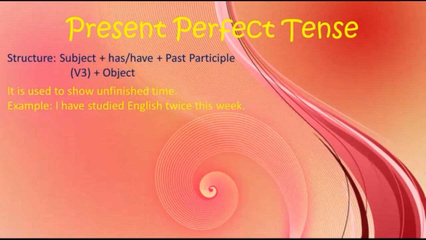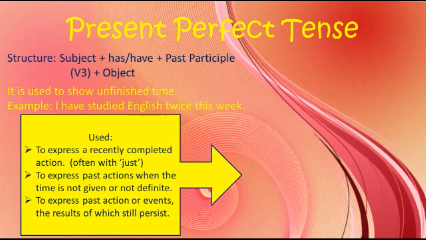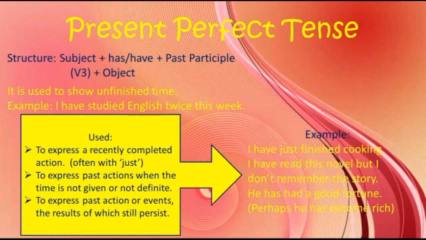For example, I have studied English twice this week. So here we have used present perfect tense. Here the action is finished, but the effects of it are still with us. That's why we use present perfect tense. It is used to express a recently completed action, often with just. I've just finished cooking. So, I've just finished it. It means it has just happened. That's why we use present perfect tense here.